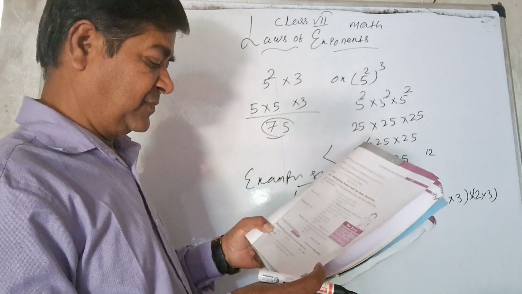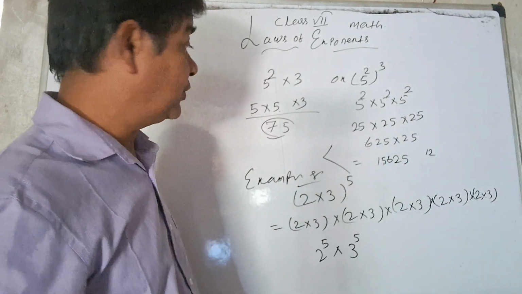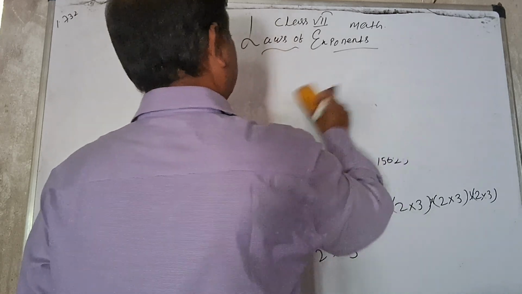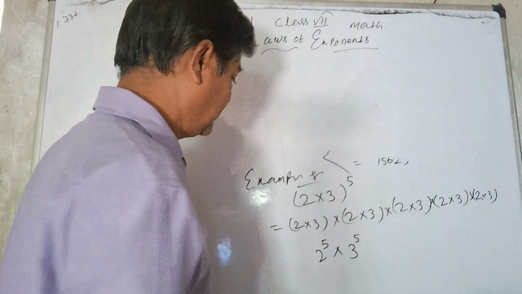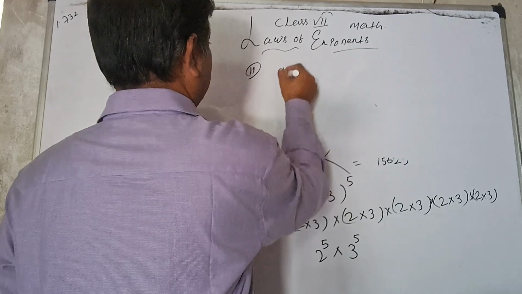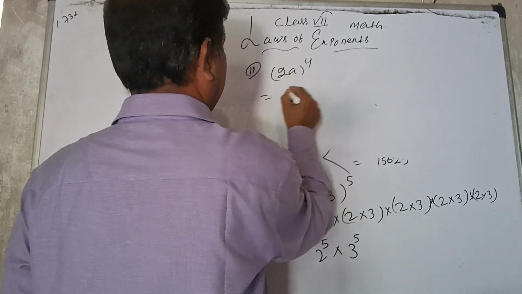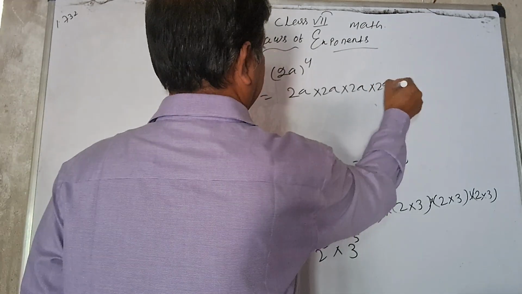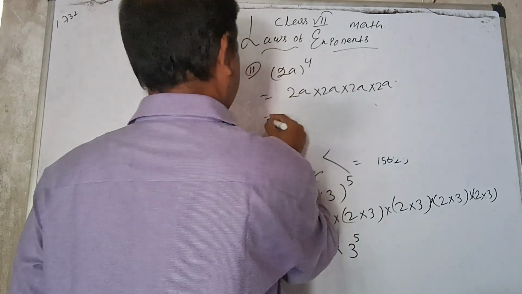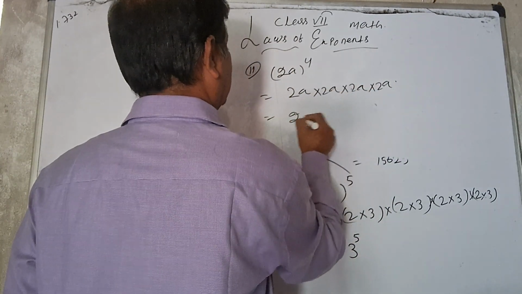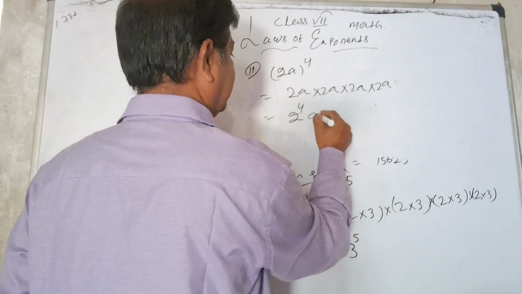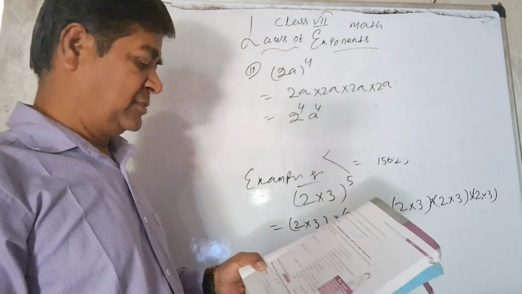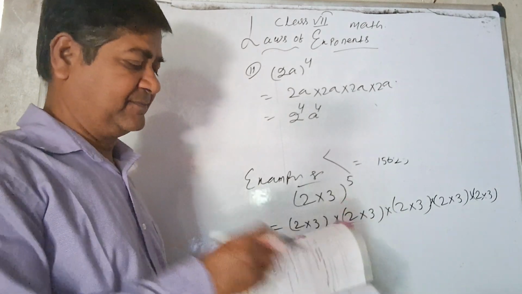Next, (2a) to the power 4, example 8. 2a whole to the power 4. The answer will be 2a into 2a into 2a into 2a, 4 times. The 2s are 4, so 2 to the power 4. Similarly, a to the power 4. 2 to the power 4 a to the power 4 is your answer.